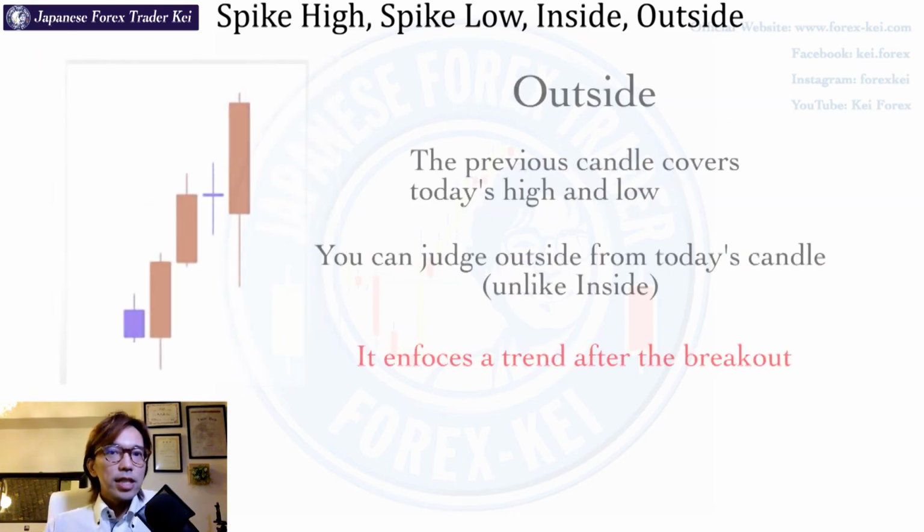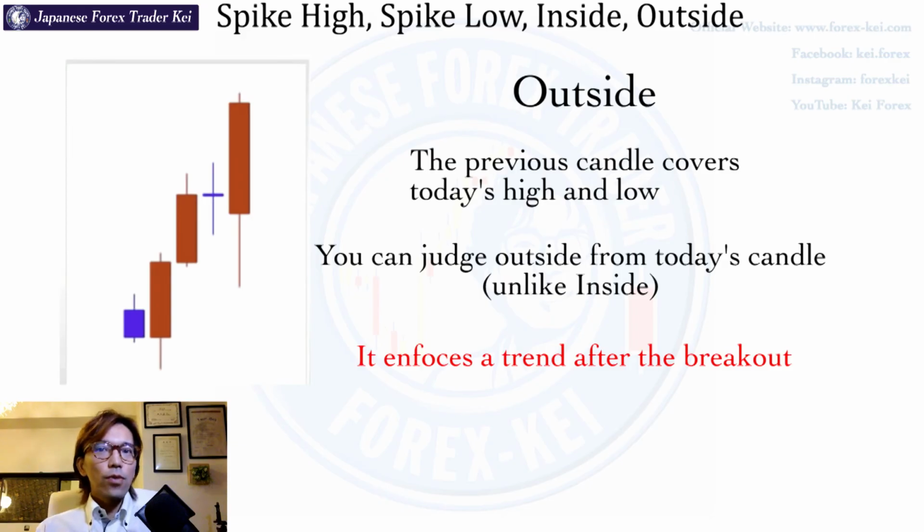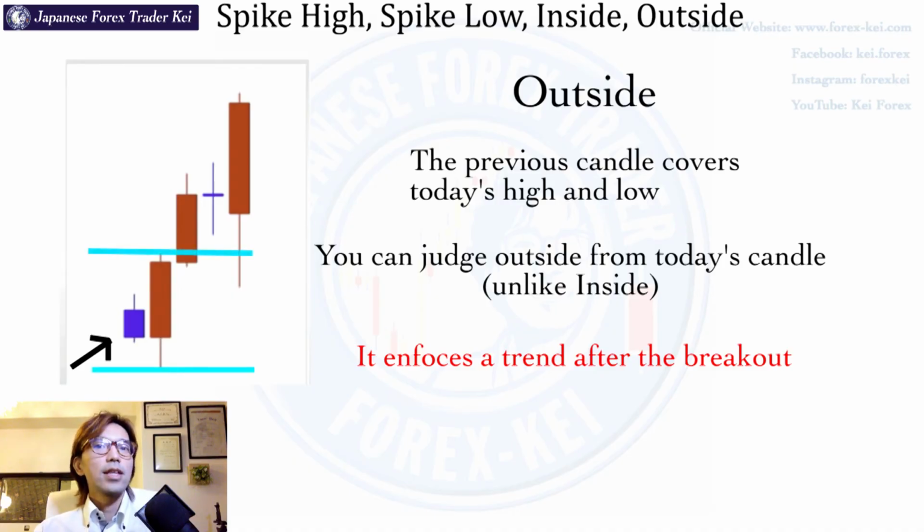Moving on to the next one, it's called outside. And what this price action means is that it's when today's candle is completely within the next day's high and low. So in this chart example, it's here on this blue one. As you can see, the high and low of this blue candle is completely within the high and low of the next day's candlestick. Inside was the other way around. Inside was when the previous candle covers today's candle, but outside is when the next day's candle covers today's candlestick.